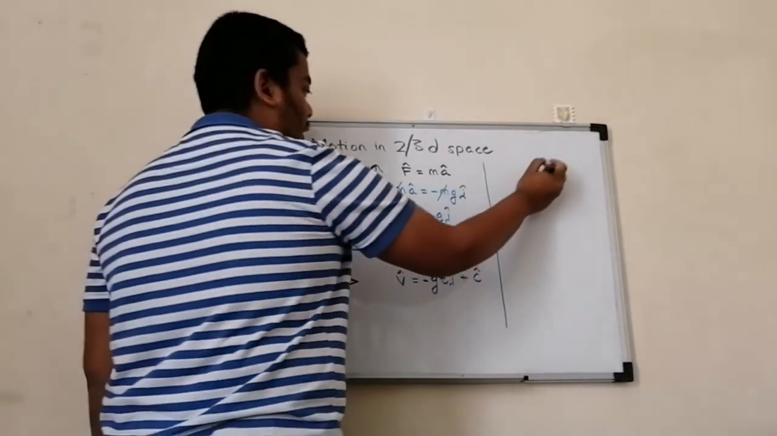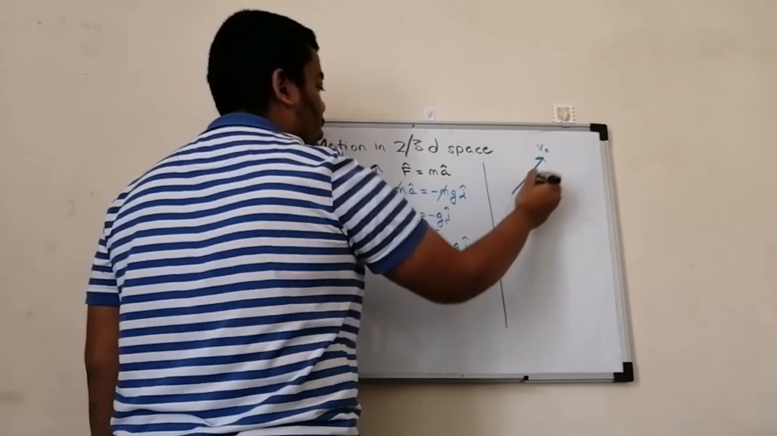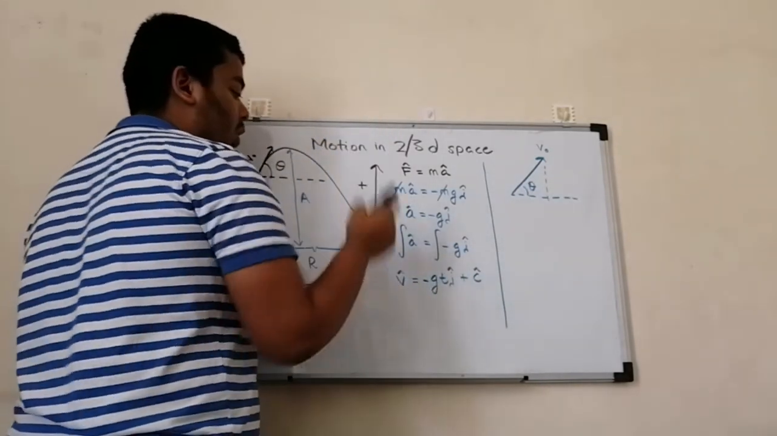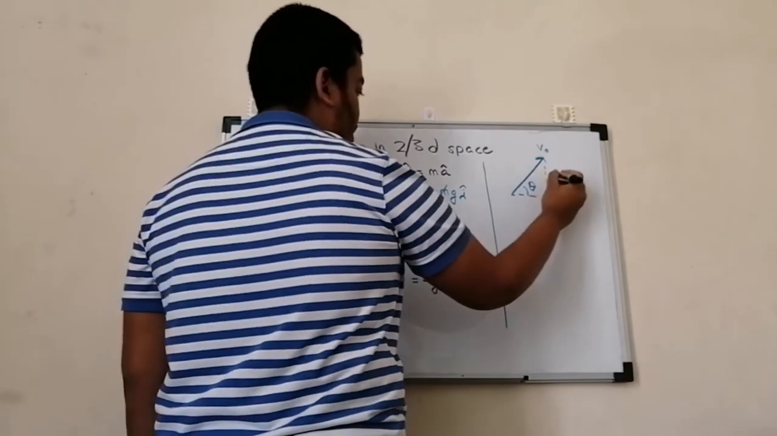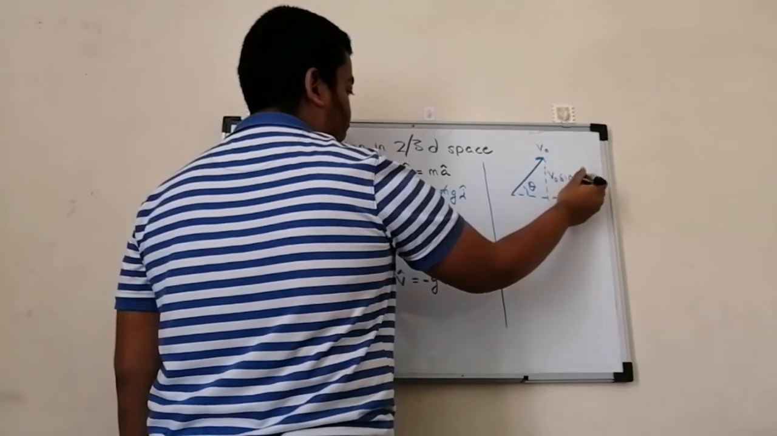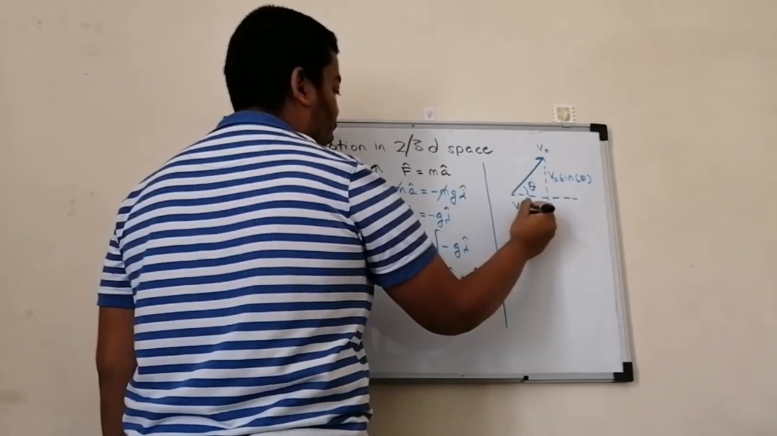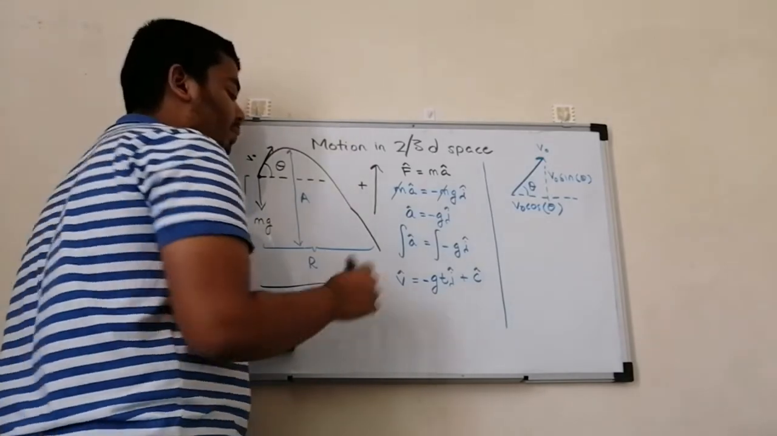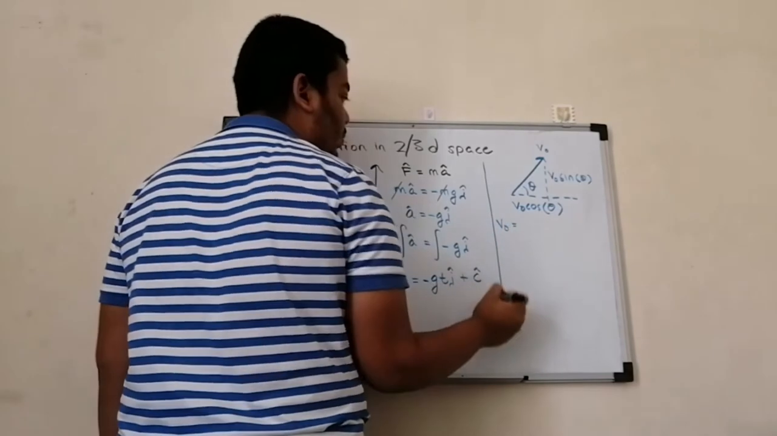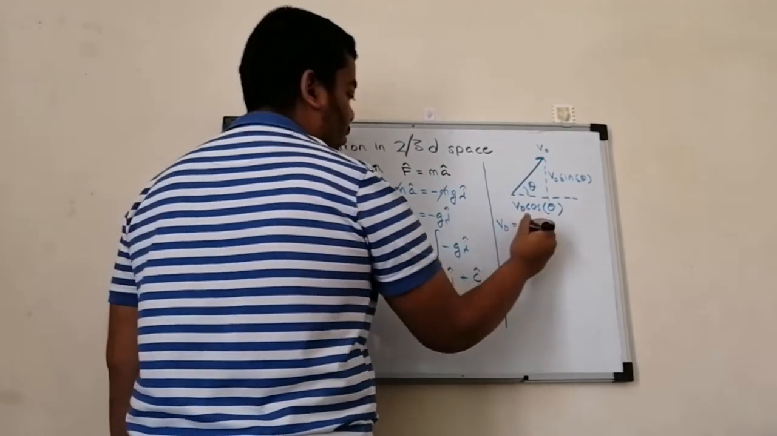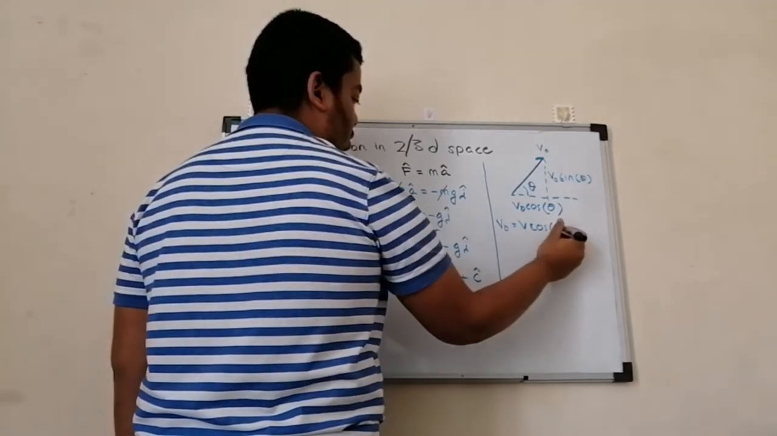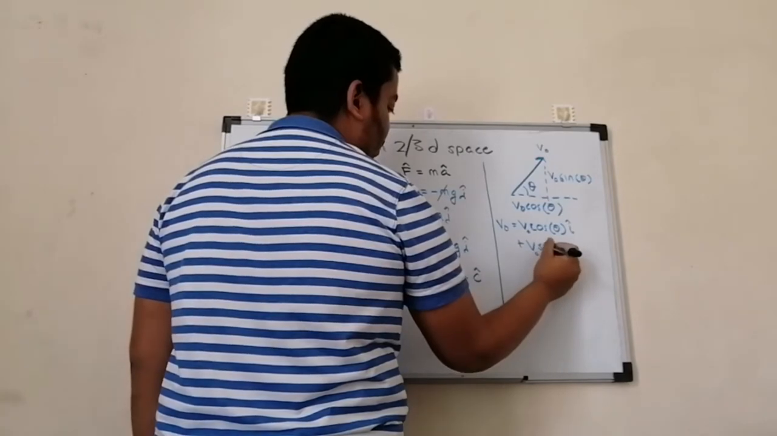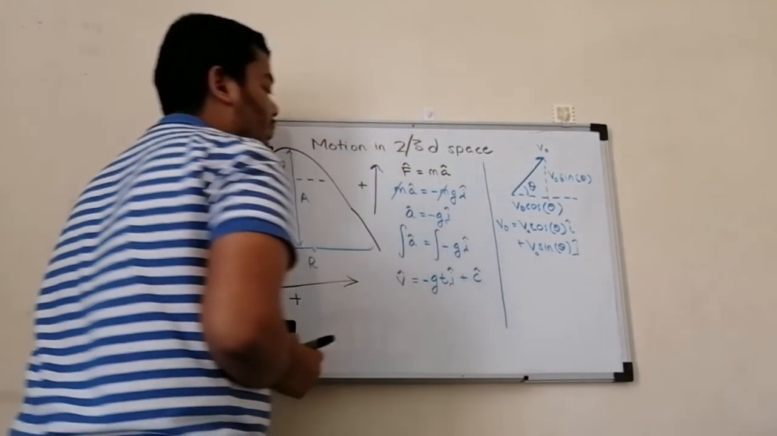So, if you remember, I told you that the initial velocity is V naught with an angle of elevation of theta. Okay, if you remember, the J component of the velocity will be V naught sine theta, and the I component will be V naught cos theta. So when t is equal to 0, V naught is equal to V naught cos theta as an I component, plus V naught sine theta in the J component. Okay? Perfect.